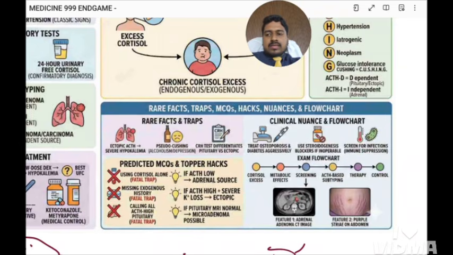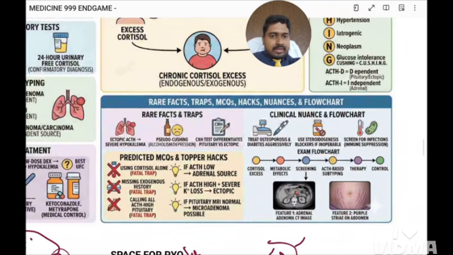Next, yes, CRH is used to differentiate pituitary cause versus ectopic cause. Now, treat osteoporosis and diabetes aggressively in case of Cushing's, because they can cause morbidity, and use steroidogenesis blockers, that is metyrapone, ketoconazole, if the tumor is inoperable. And screen for infections before starting steroids.